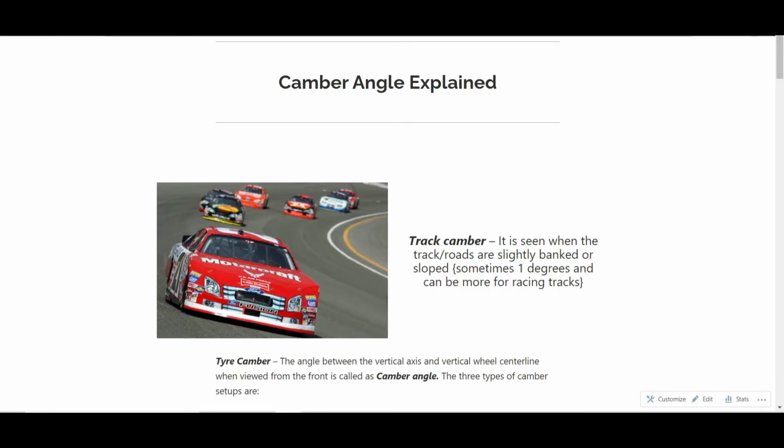This is my blog on Camber Angle. I make blogs and YouTube videos on similar topics of race car engineering, vehicle dynamics, and design of Formula Student cars. So, today we'll be talking about what is Camber Angle, its types, why is it required, what are the effects, and the most common question, that is problems with negative camber.